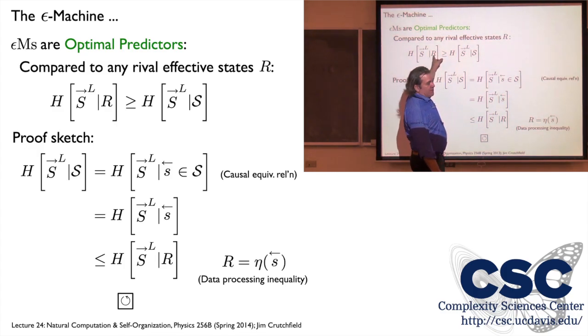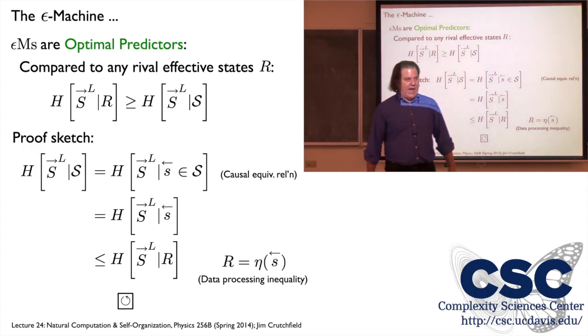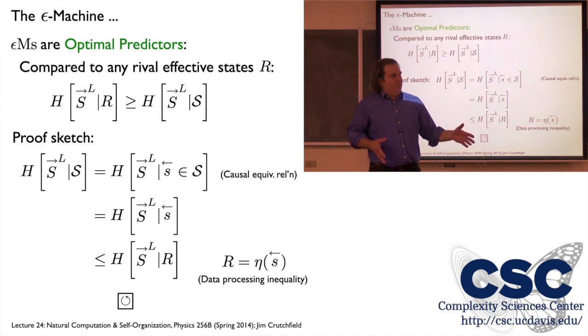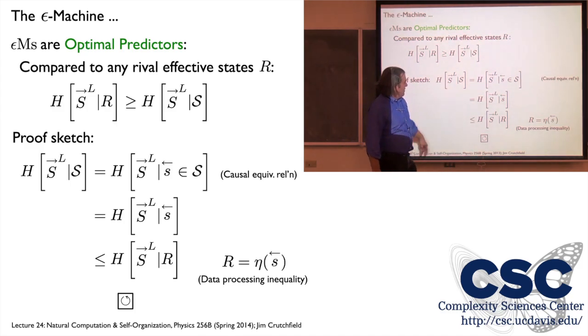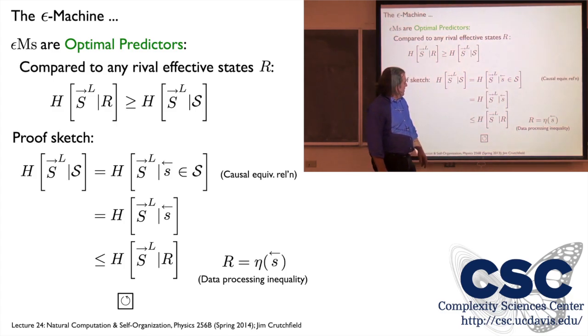Because the rivals are arbitrary functions of the past, they can do no better than remembering the past, but the pasts are well summarized by the causal states. So in fact the causal states are equivalent to having the pasts. So all the other models must be worse predictors.